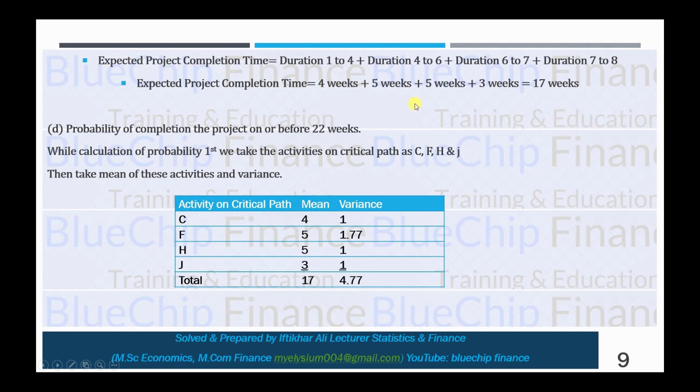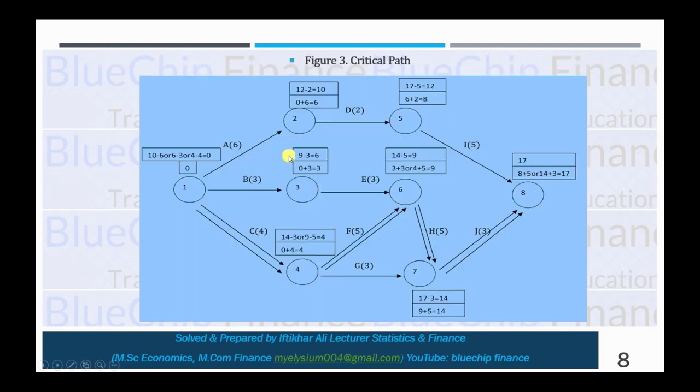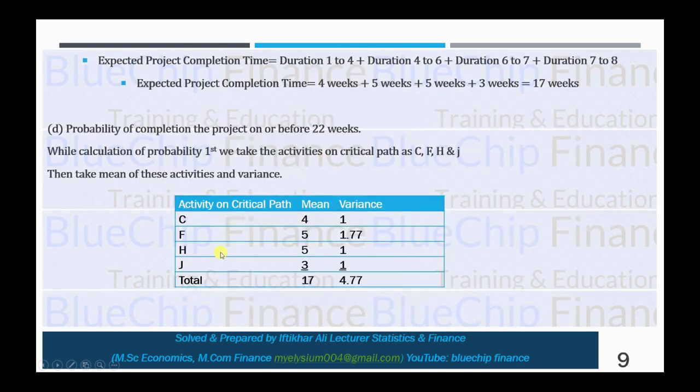Here we already discussed in the previous slide what your critical path is. 4 weeks plus 5 weeks plus 5 weeks plus 3 weeks equals 17 weeks. So that is your critical path. Now the fourth part of the question: what is the probability that the project will be completed on or before 22 weeks? So here, first of all, just focus on your critical path, and your critical path activities are C, F, H and J.